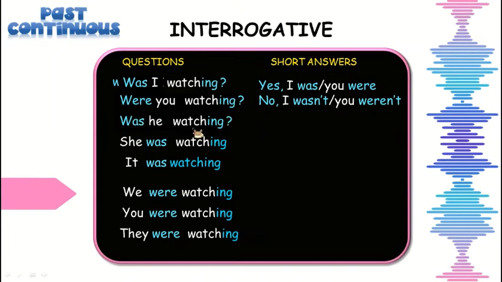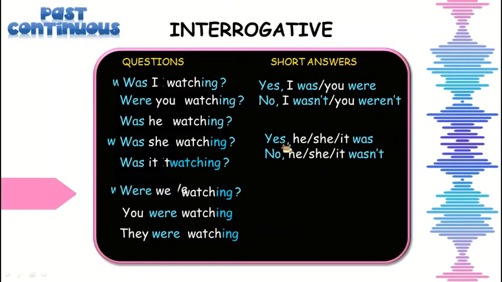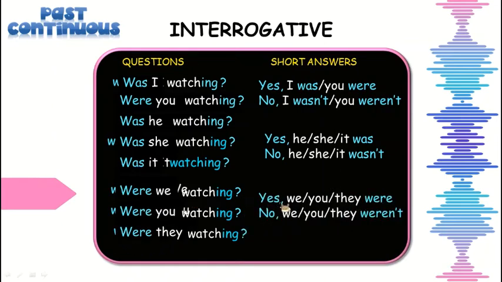Was he watching? Was she watching? Was it watching? So if I want to answer those questions, I will say yes, he or she or it was. No, he or she or it wasn't. Okay? Now, were we watching? Were you watching? Were they watching? So yes, we, you, and they were. Okay, if I want to answer those questions. Or no, we, you, they weren't.